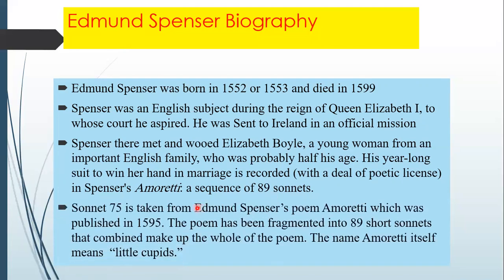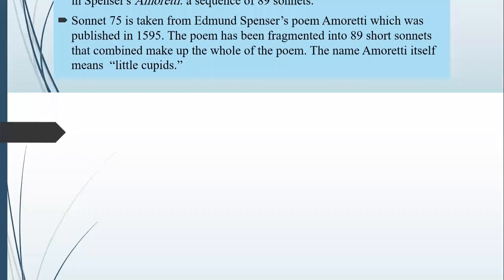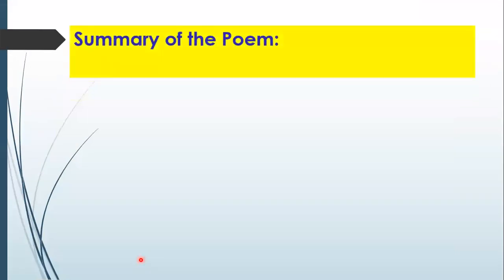So sonnet number 75 is taken from Edmund Spenser's Amoretti, which was published in 1595, so 4 years before his death. The poem has been fragmented into short sonnets, and the name Amoretti itself means little Cupid, as we mentioned before. So let us discuss the summary of the poem.